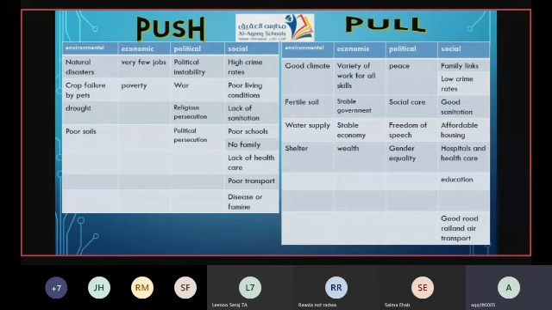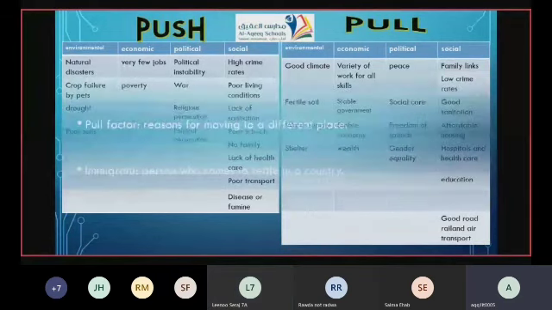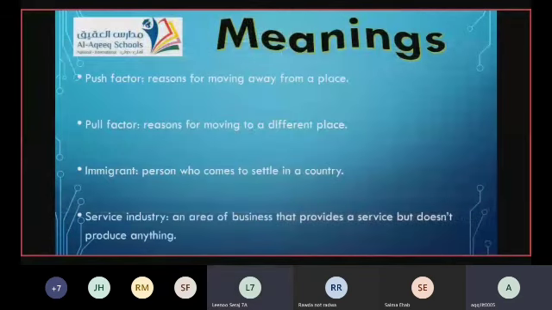So as I mentioned, pull factors are the factors which are attracting people to come to another place. Push factors are the factors which are pushing people away from a certain place. Is there any question? No, miss. Okay, so over here, those are the meanings for some words that we already covered in the lesson.